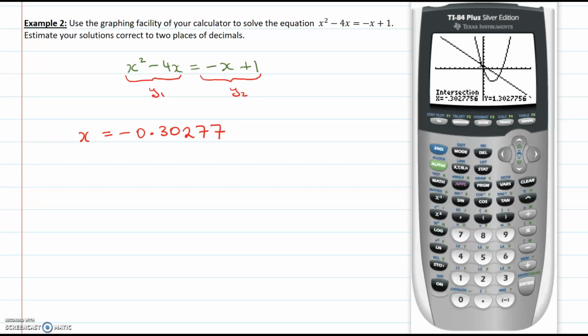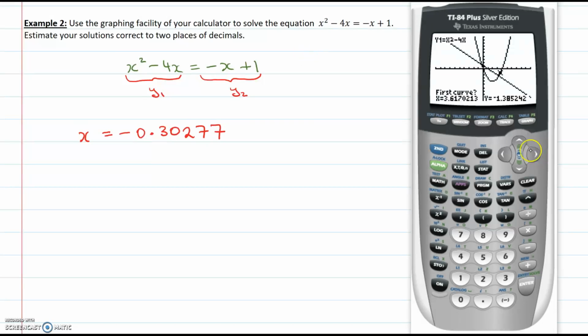That was one of our values. But we know that the two lines cross again over here, so we have to try and find that one. We start off the same way we did before: second, calc, and 5. But now we're looking for this position over here, so we have to move the flashing cursor to the right. We just use this right button, and the cursor will move towards the right. It will stay on one of the curves, but it will move to the right.